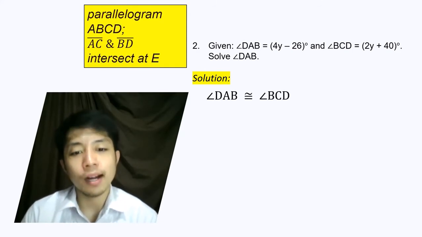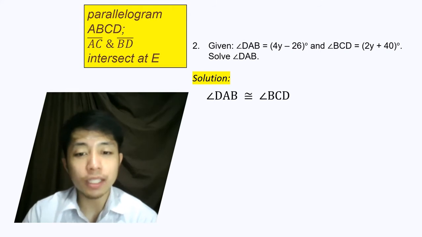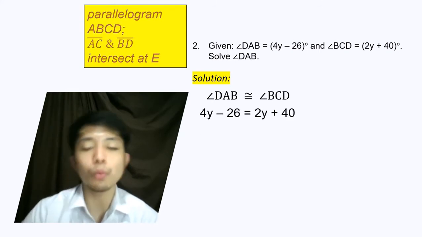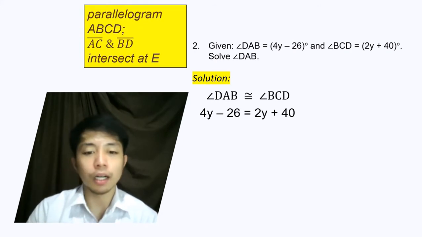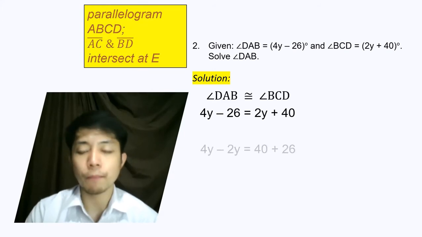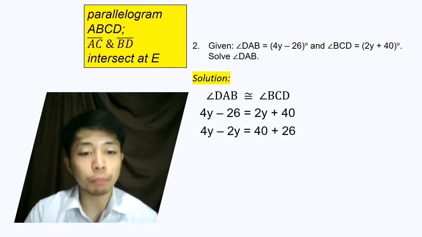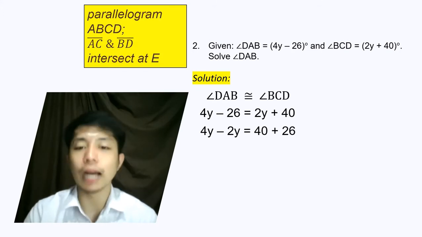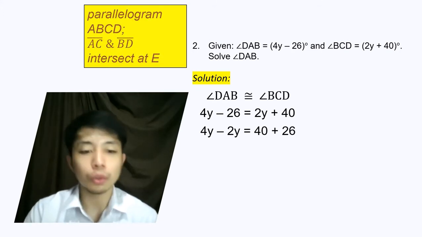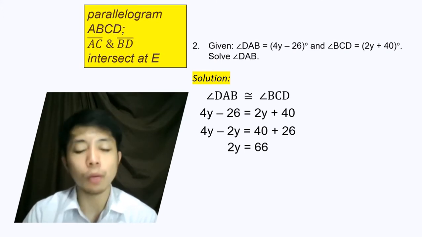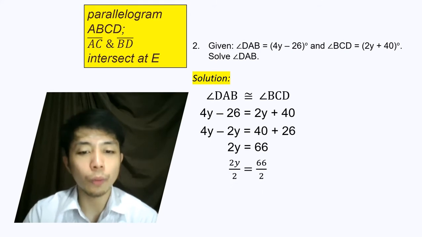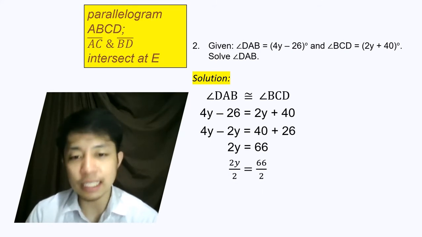4y minus 26 is equal to 2y plus 40. Next, do simple algebra. You can use the transposition method or the addition or subtraction property of equality. Those are simple algebraic techniques you could use to continue the solution. Then we get 2y equals 66. So we need to isolate y. Divide both sides by 2 so that y will be isolated.